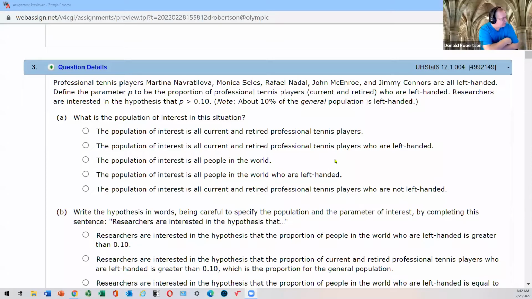in tennis. So what is the population of interest here? Well, they give us a list and we're just interested in those people.